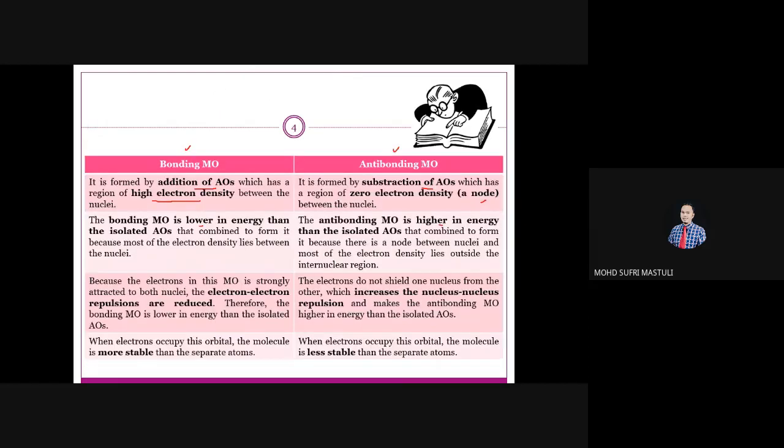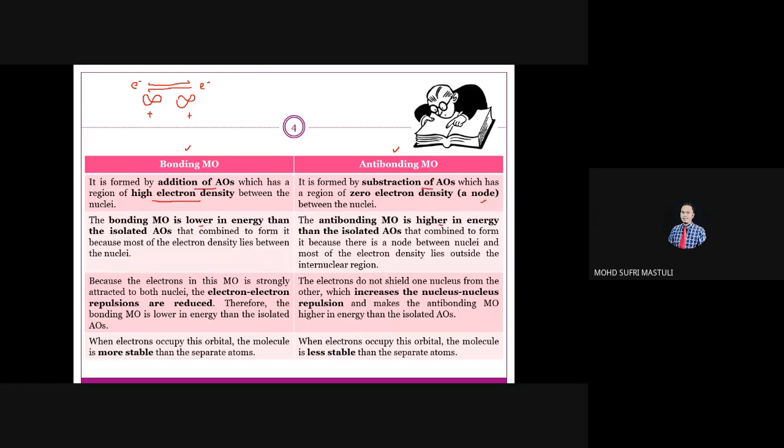Okay. So this is because the electron in this molecular orbital is strongly attracted to both nuclei. Let's say we have this px. This valence electron will be attracted to this nucleus. This electron will be attracted to this nucleus. The electron is a negative charge. The nucleus is a positive charge. This is why this electron is attracted to this nucleus, and this electron is attracted to this nucleus.